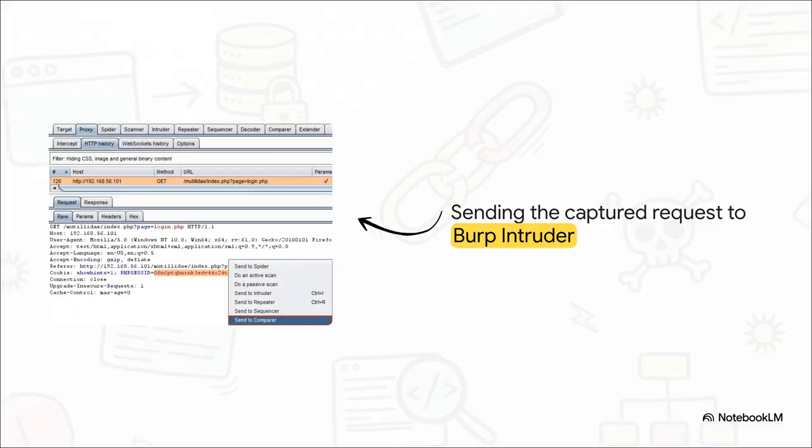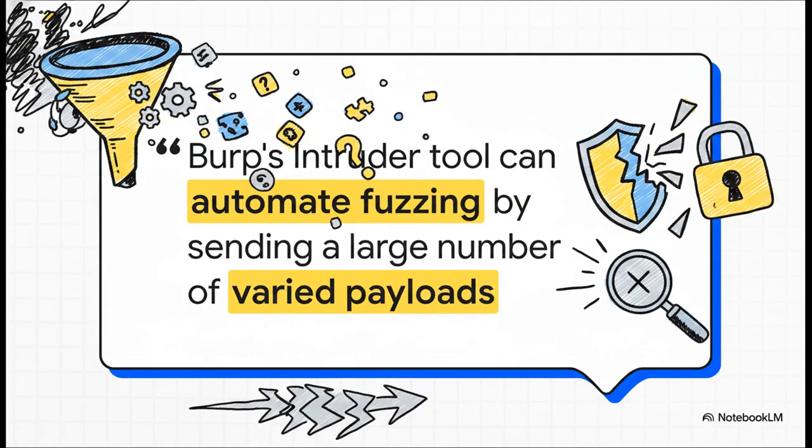To understand why the Intruder tool is absolutely essential for this, let's consider this defining principle. Burp's Intruder tool can automate fuzzing by sending a large number of varied payloads to endpoints, enabling systematic testing for security issues. Fuzzing is, essentially, the technique of throwing everything, including the kitchen sink, at a door just to see what breaks the hinges. We need Intruder to systematically fire off rapid-fire variations of our inputs to hunt down hidden authentication flaws.